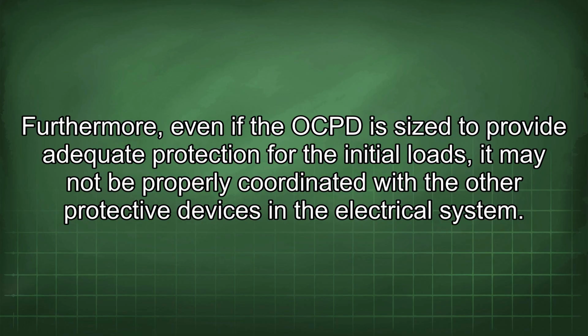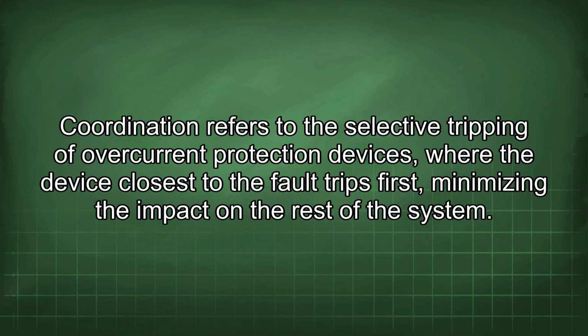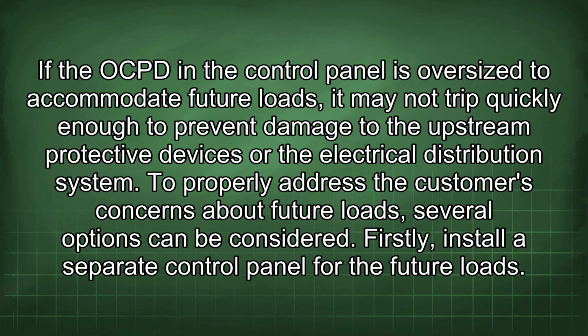Furthermore, even if the OCP is sized to provide adequate protection for the initial loads, it may not be properly coordinated with the other protective devices in the electrical system. Coordination refers to the selective tripping of overcurrent protection devices, where the device closest to the fault trips first, minimizing the impact on the rest of the system. If the OCP in the control panel is oversized to accommodate future loads, it may not trip quickly enough to prevent damage to the upstream protective devices or the electrical distribution system.